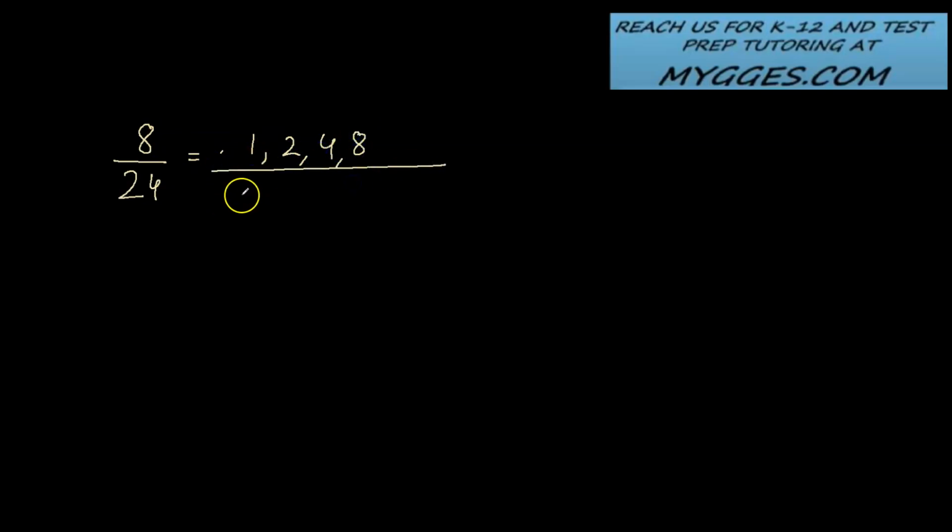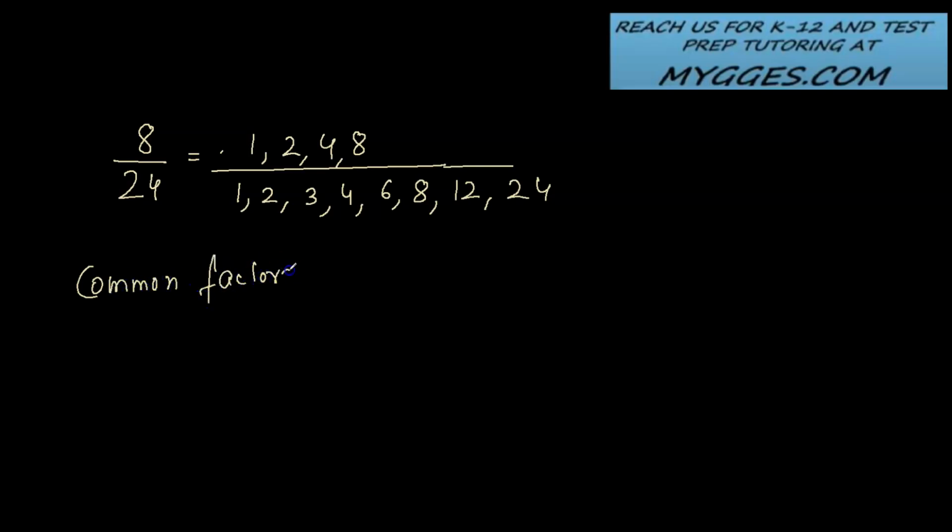Now let's take another example, say 8/24. We write all the factors of both 8 and 24. For 8 it's 1, 2, 4 and 8. And for 24 it's 1, 2, 3, 4, 6, 8, 12 and 24. So the common factors of 8 and 24 are 1, 2, 4 and 8.